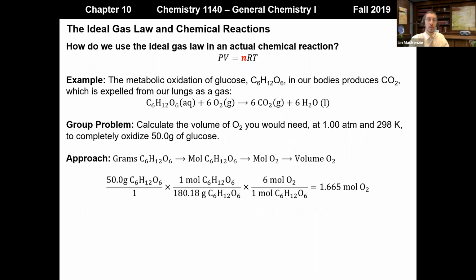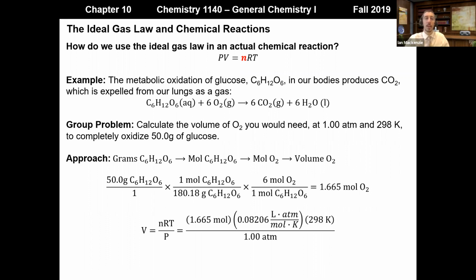So here we will start with grams of glucose, convert that to moles of glucose, and convert that to moles of oxygen as we did before. We come out with 1.665 moles of oxygen. And now that we have moles of oxygen, we rearrange the ideal gas law. V is equal to nRT over P. We substitute these values in, the number of moles, the gas constant, the temperature, the pressure, and we come out with 40.7 liters. So you would need 40.7 liters of oxygen to consume just 50 grams of glucose.